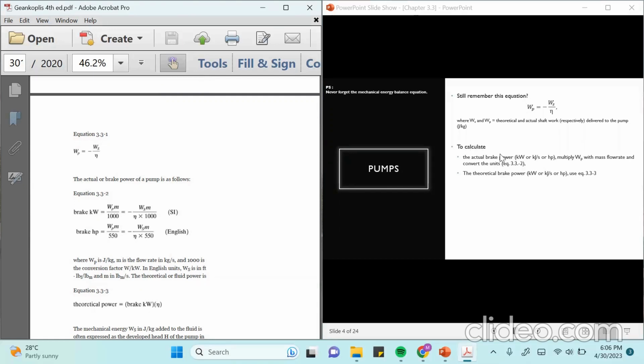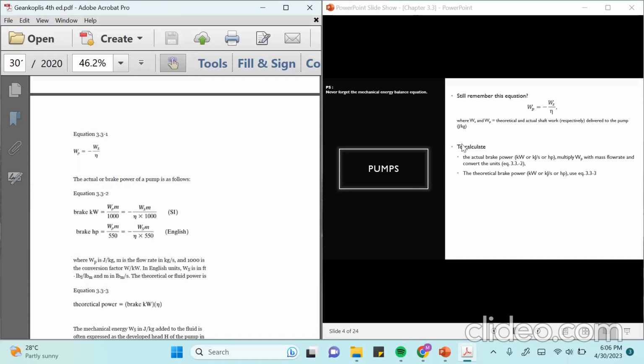What is the power? If you say, okay, I want to buy a pump, they will not ask what is the actual shaft work. No, they will not ask that. They will ask, what is the actual brake power? What is the power? It has the unit of kilowatts or kilojoule per second or horsepower.